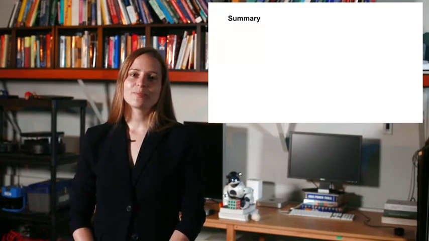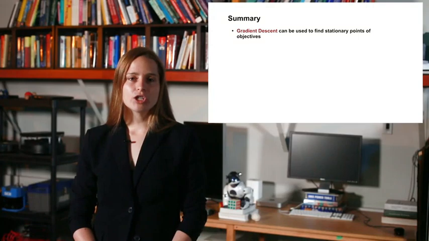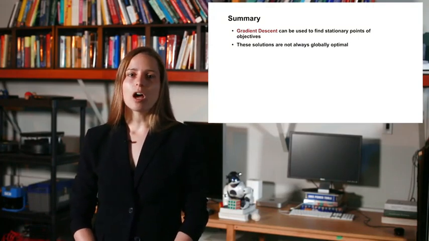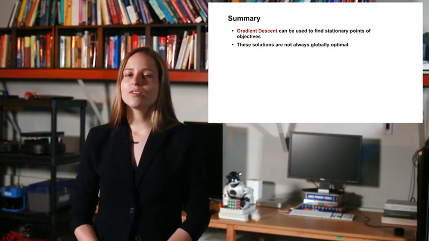That's it for this video. You should now understand how gradient descent can be used to find stationary points of objectives, and that these solutions are not always globally optimal. Next time, we'll talk about how to use gradient descent specifically for RL.